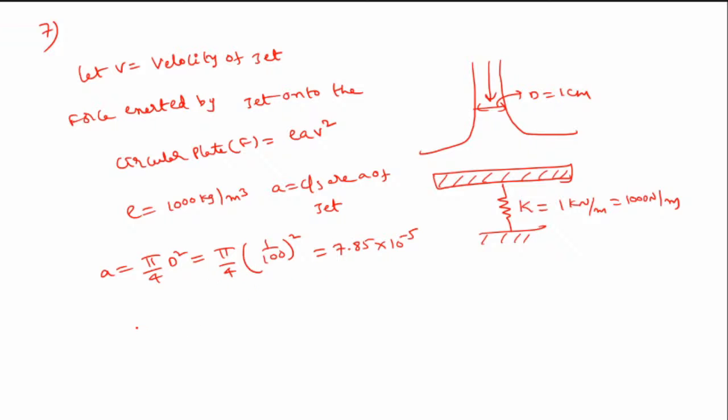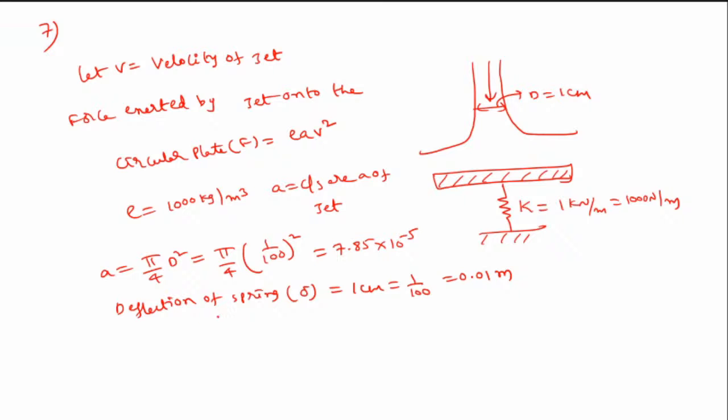Then what is the force exerted? This will be F is equal to rho a v square, and because of this force only, the spring has been deflected. So what is the deflection of the spring? How will you find the deflection? The deflection he has given as 1 centimeter, that is 1 by 100, that is 0.01 meters.